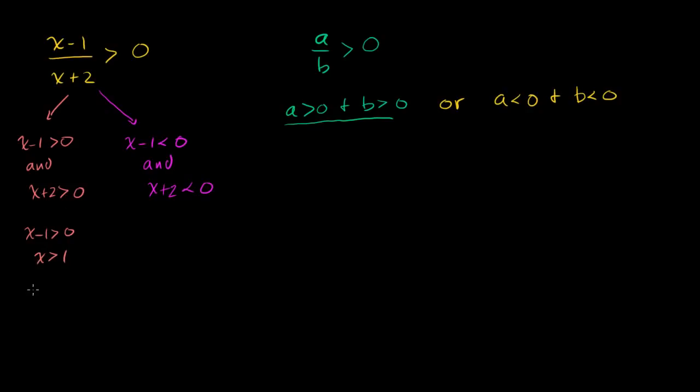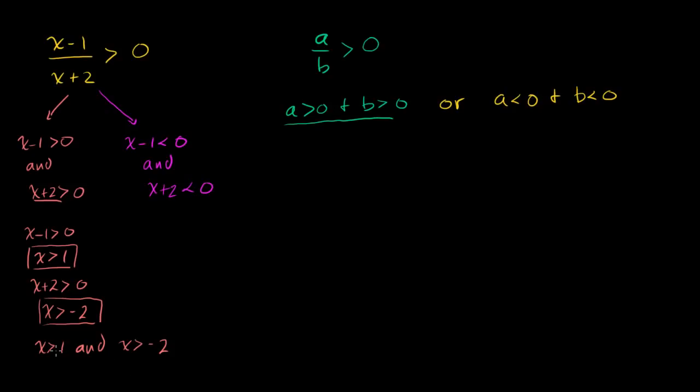And if we do x plus 2 greater than 0, if we subtract 2 from both sides of that equation, we get x is greater than minus 2. So for both of these to hold true, in order for both of these to hold true, x has to be greater than 1 and x has to be greater than minus 2, right? This statement, we figured out, means that x has to be greater than 1. And this statement tells us that x has to be greater than minus 2.